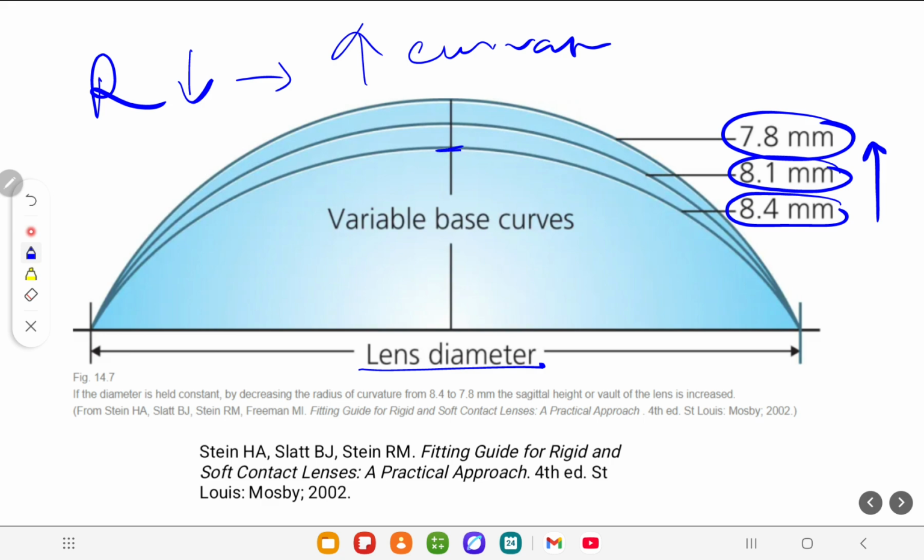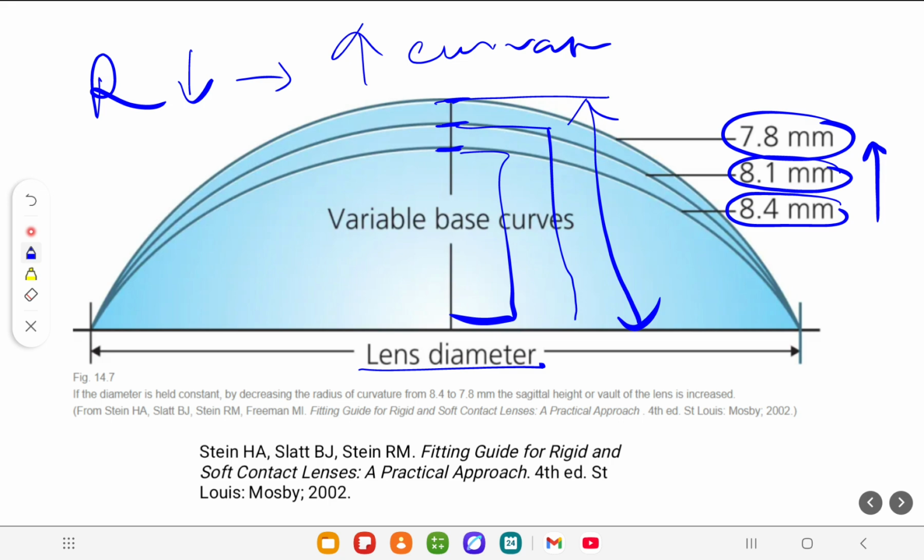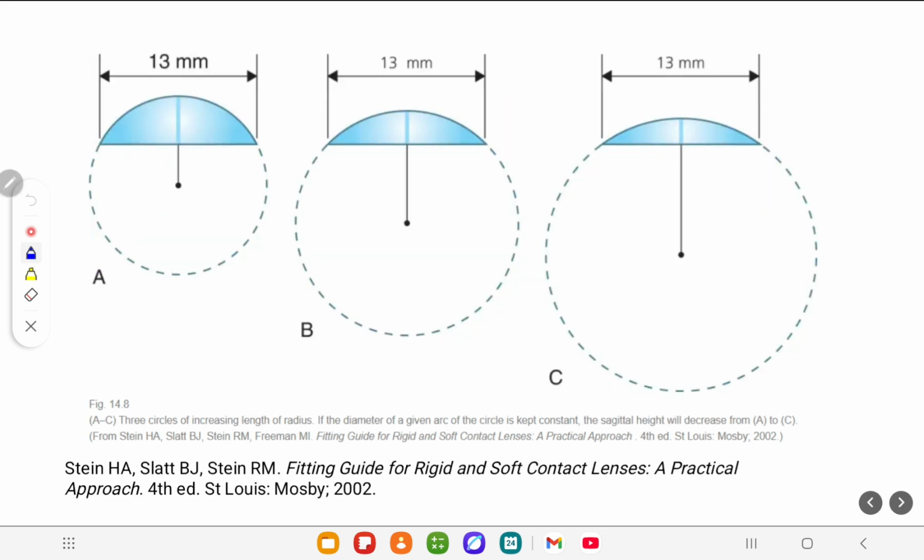Here the sagittal height is like this, here the sagittal height is longer, here the sagittal height is longest. So that's the concept. Basically, if the diameter is constant and you increase the curvature, or decrease the radius of curvature, what happens? Sagittal height increases. This concept is very important whenever we fit any contact lens, but especially in scleral lenses.